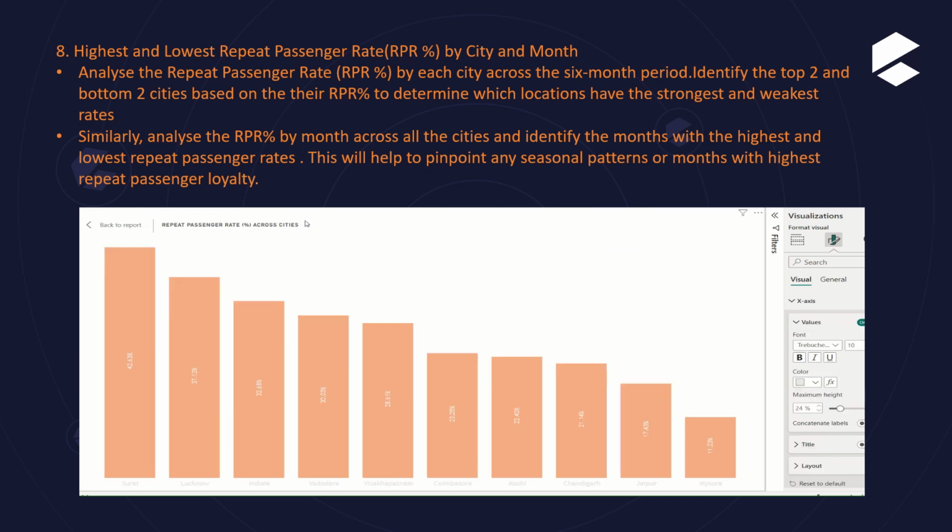Repeat passenger rate across cities. Surat has the highest repeat passenger rate, followed by Lucknow and Indore, and the cities with the least repeat passenger rate are Mysore, followed by Jaipur.